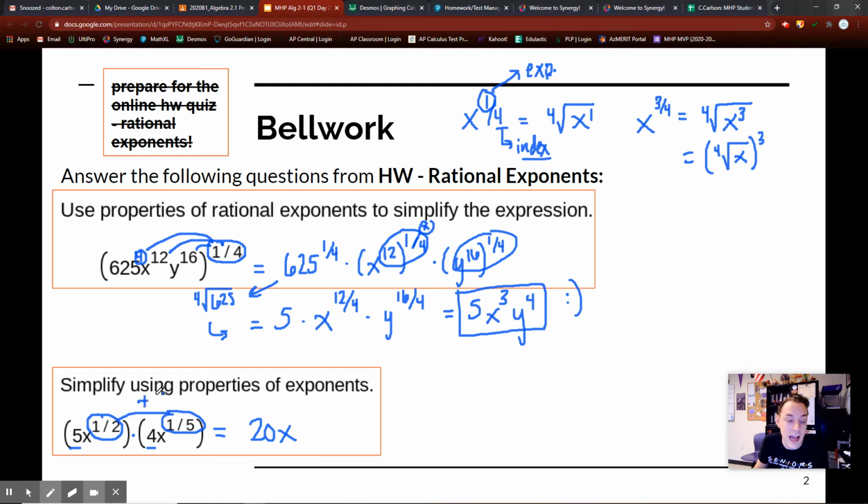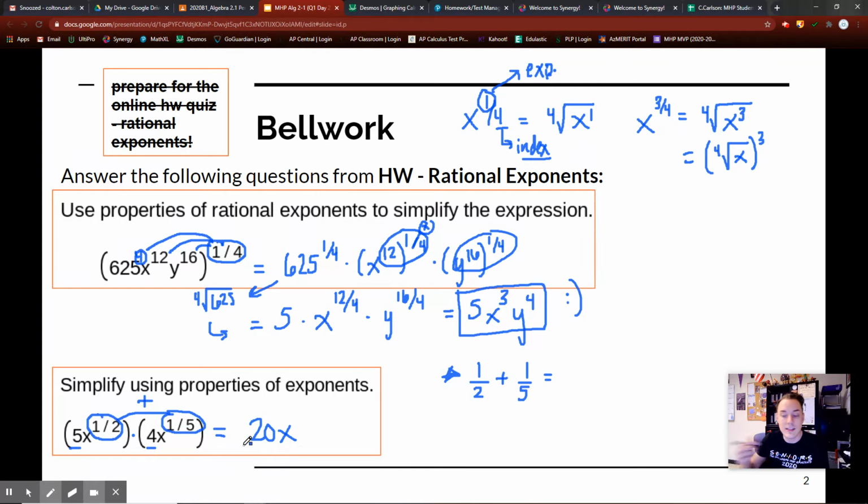What I do is actually add them. I have to add these 2 exponents together, so I'm going to do that off to the side here. I'm going to take 1/2 plus 1/5. Now, the reason why I can do this is because they are the same base, which is x.